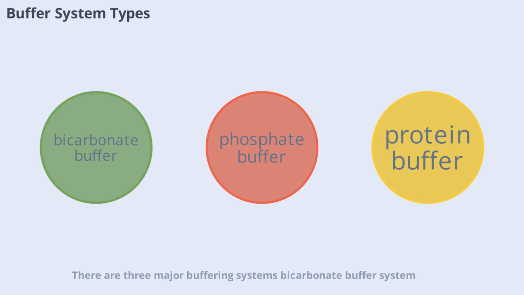There are three major buffering systems: the bicarbonate buffer system, the phosphate buffer system, and the protein buffer system. Each acts to resist pH changes by binding or releasing hydrogen ions as needed. These systems are distributed throughout the body and play key roles in maintaining acid-base balance.